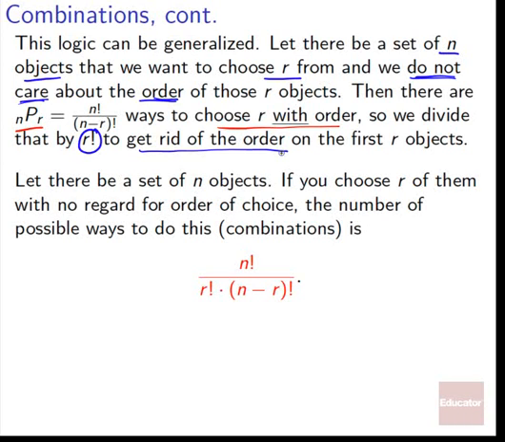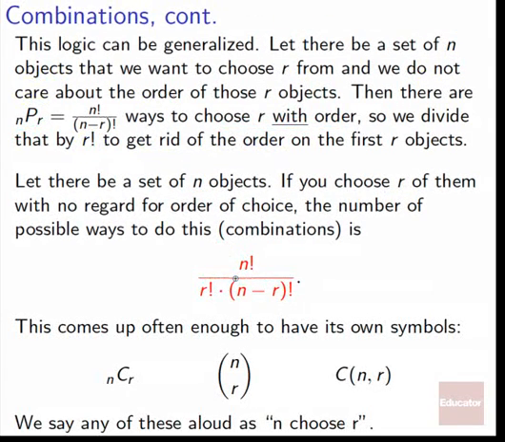So let there be a set of n objects. If you choose r of them with no regard for the order of choice, so it doesn't matter who comes first out of the bag, the number of possible ways to do this, the number of combinations we have, is n factorial divided by the number of ways that we can order the choices that we're pulling out, r factorial, times n minus r factorial, the number of ways we can order the things that we're not pulling out. n factorial divided by r factorial times n minus r factorial. And notice that there's a nice thing: r plus n minus r comes out to be n. So these two numbers here total up to the n that we started with.